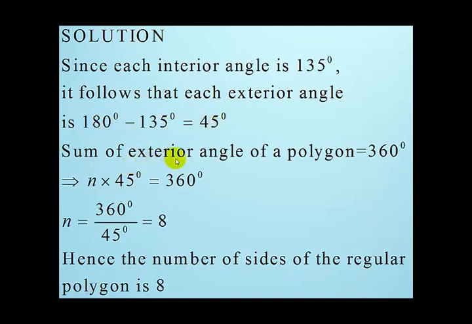Now the sum of the exterior angles of a polygon is equal to 360.